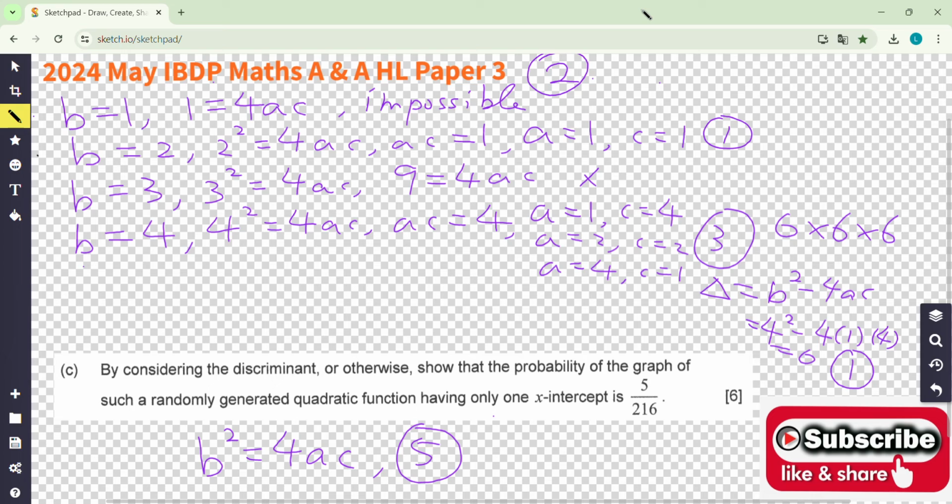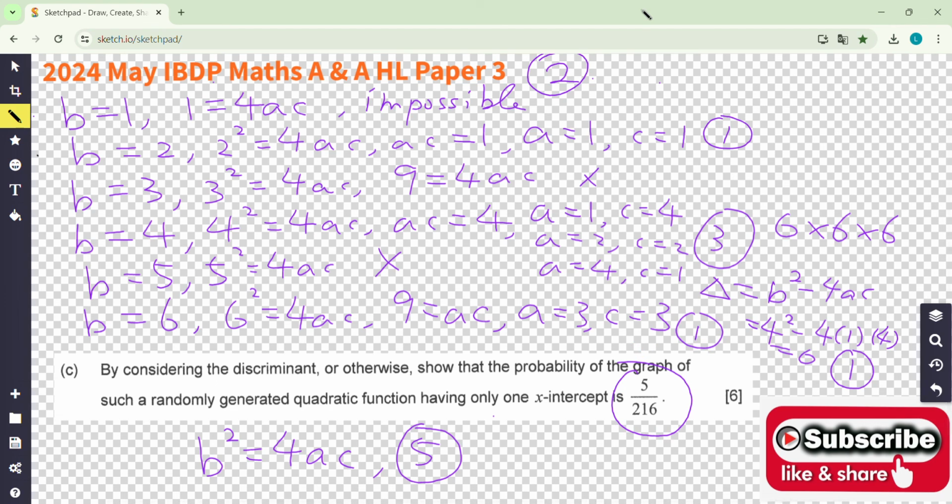Look at b equals 5. No. Odd number, even number again, right? 5 squared equals 4ac, odd and even, impossible. Last one, b equals 6, please. Just give me one result, please. 6 squared equals 4ac. 36 over 4 is 9. So 9 equals ac. Any case? Yes, 3, 3. Bingo, relax. So we have altogether 5 cases. So the probability is 5 over 216.